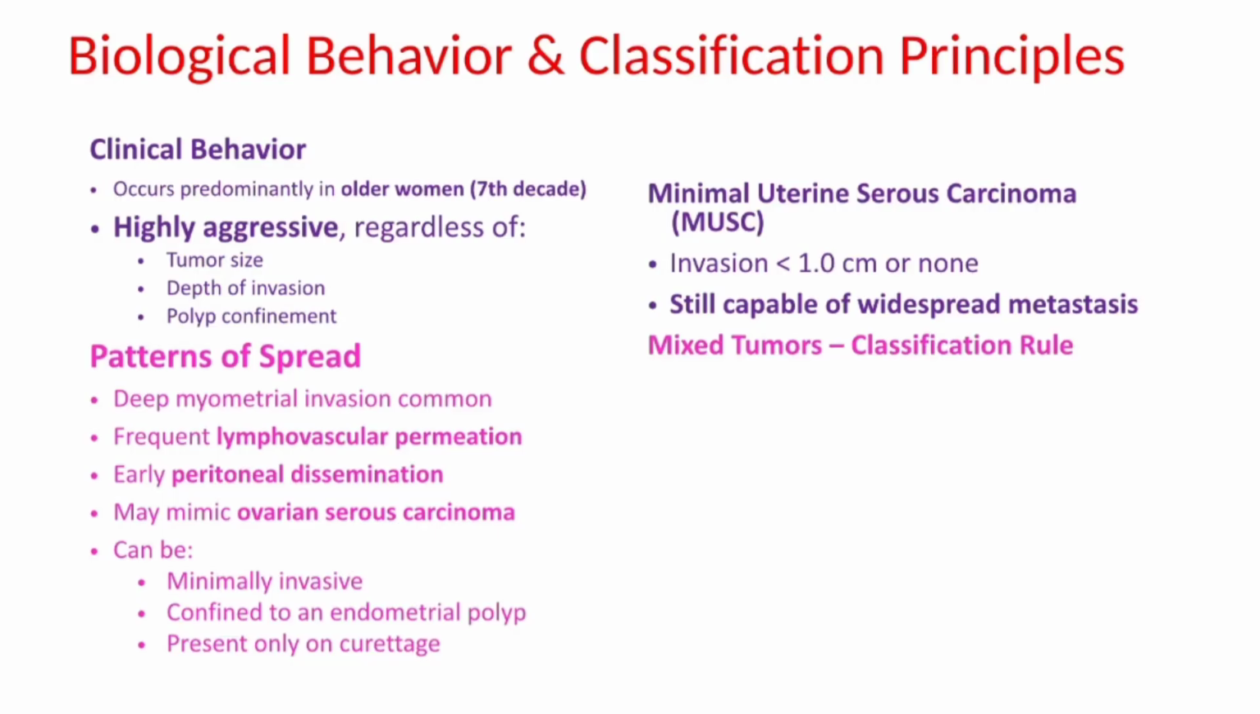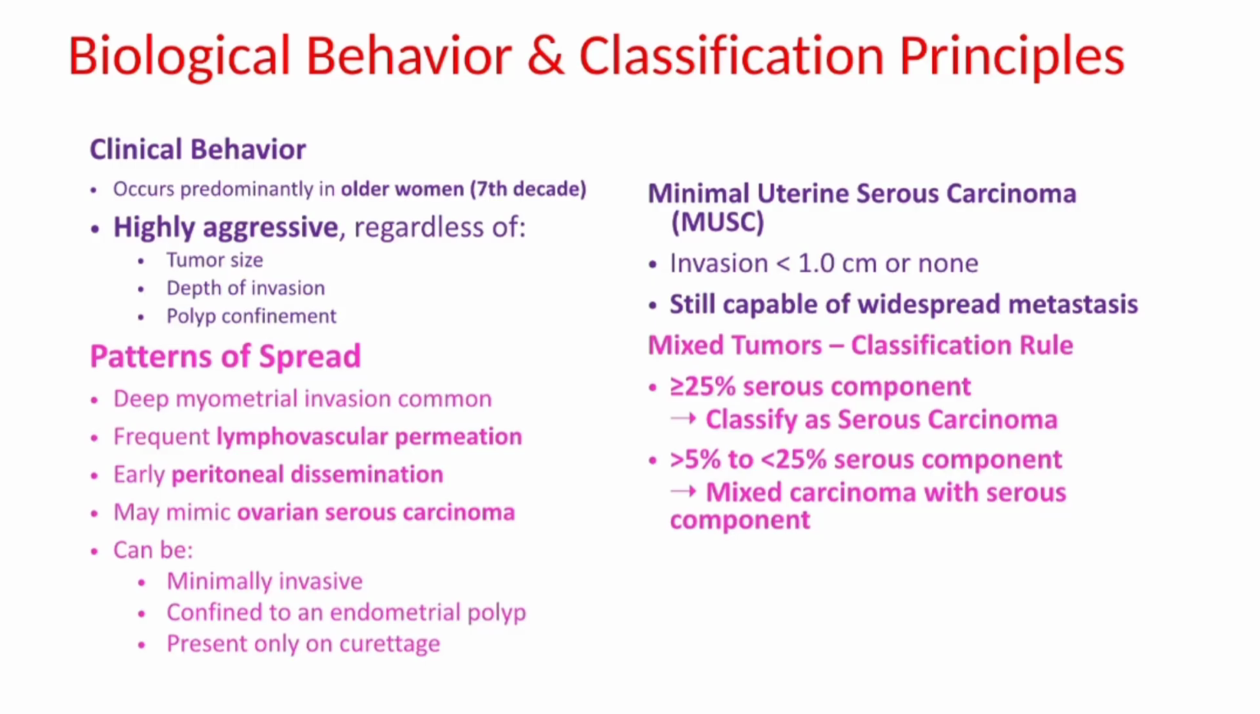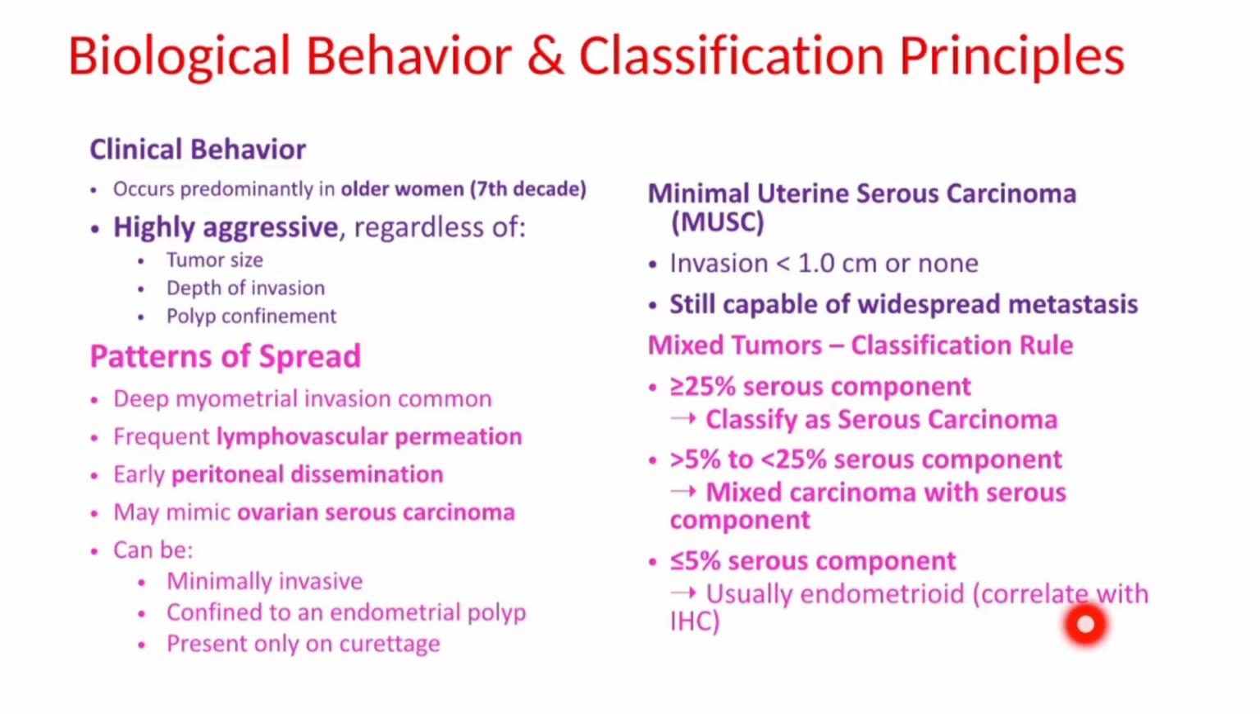Now mixed carcinoma or mixed tumors. So what is classification rule? So if more than or equal to 25% serous component is present, it is classified as serous carcinoma. More than 5% but less than 25% serous component, so it is mixed carcinoma with serous component. And less than or equal to 5% serous component, usually it is endometrioid carcinoma, and we have to correlate with IHC.